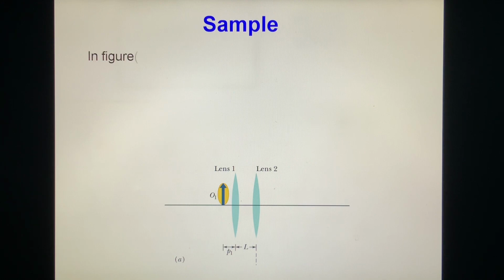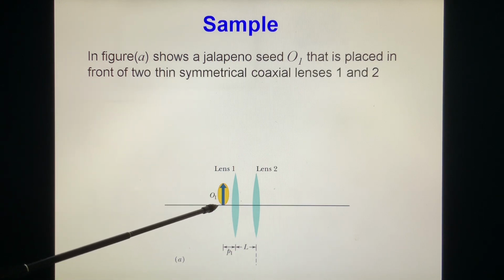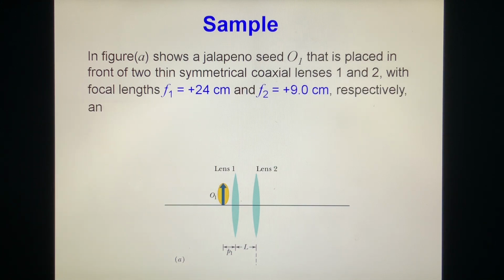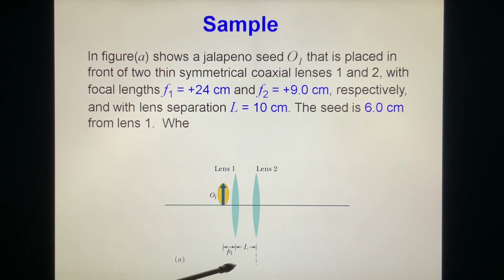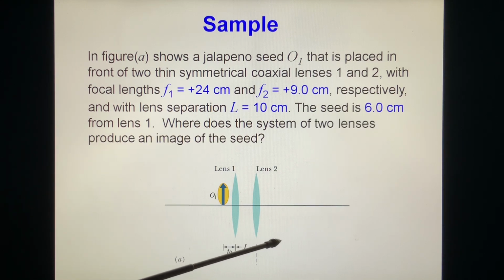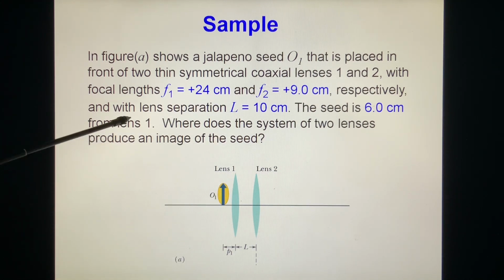Sample. Figure A shows a seed O1 that is placed in front of 2 thin symmetrical coaxial lenses 1 and 2, with focal lengths f1 positive 24 centimeters and f2 positive 9.0 centimeters, respectively, and with separation L equal to 10 centimeters. The seed is 6.0 centimeters from lens 1, so P1 is 6.0.